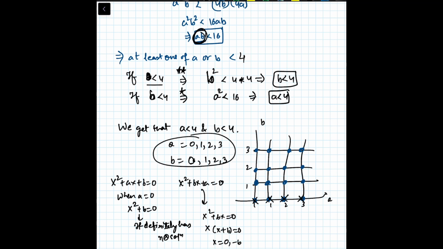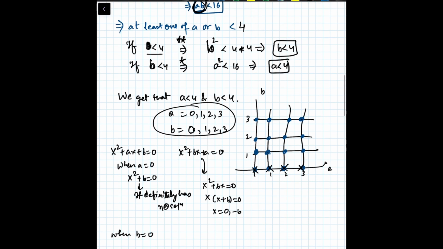And similarly, when b is 0, what will you get? You'll get x square plus ax is equal to 0. You put b is equal to 0 here. So x plus a is equal to 0. So you are getting two solutions again. It means that wherever b is 0, we don't want it. So this is gone, and this is gone.